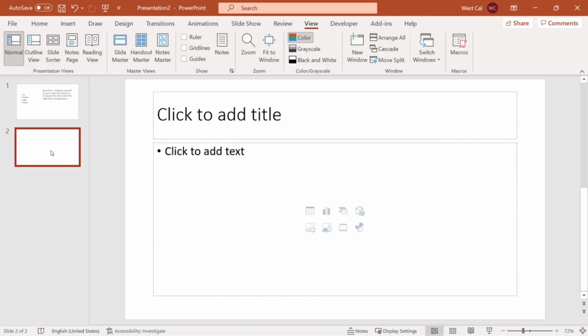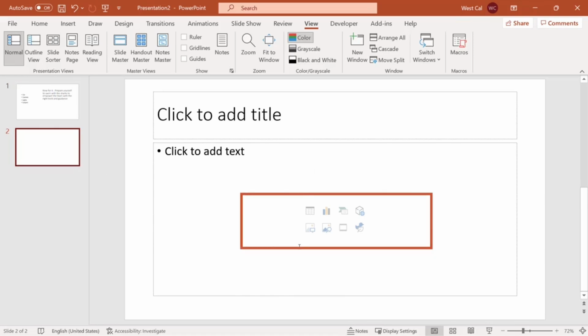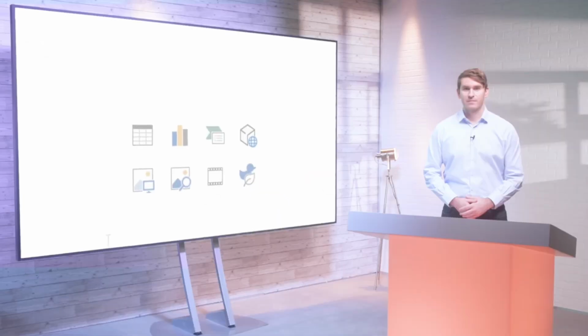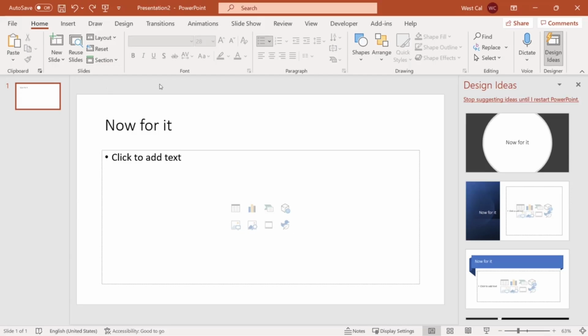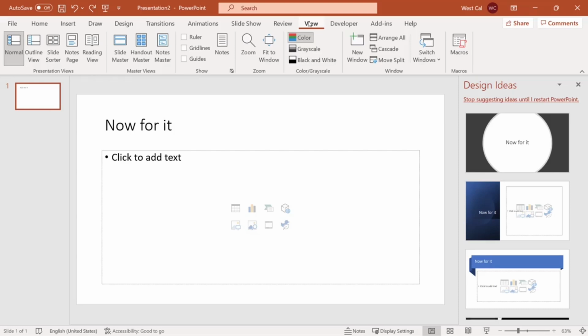You may also see icons inside slide placeholders. Click any icon to insert that type of content. The types of content that insert are table, chart, SmartArt graphic, 3D model, local image, online image, video clip, icon. By default, the slide notes pane is not shown. To turn on notes, in the View tab, click Notes.